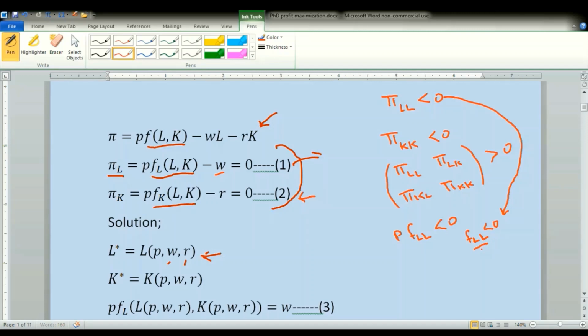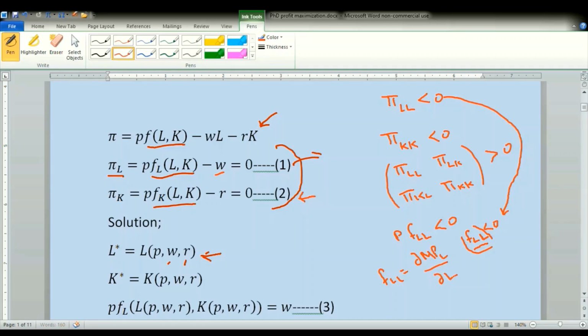But what is the interpretation of FLL? FL is marginal product of labor, so FLL actually, remember, has to be equal to the derivative of marginal product of labor divided by labor.